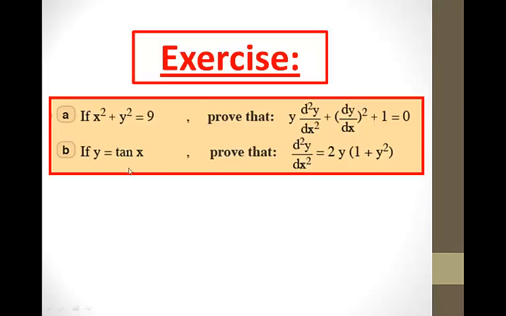Exercise: if x squared plus y squared equals 9, prove that y d2y by dx squared plus dy by dx all squared plus 1 equals 0. If y equals 10x, then prove that d2y by dx squared equals 2y multiply 1 plus y x squared. And we will solve it in the second video, the next video.